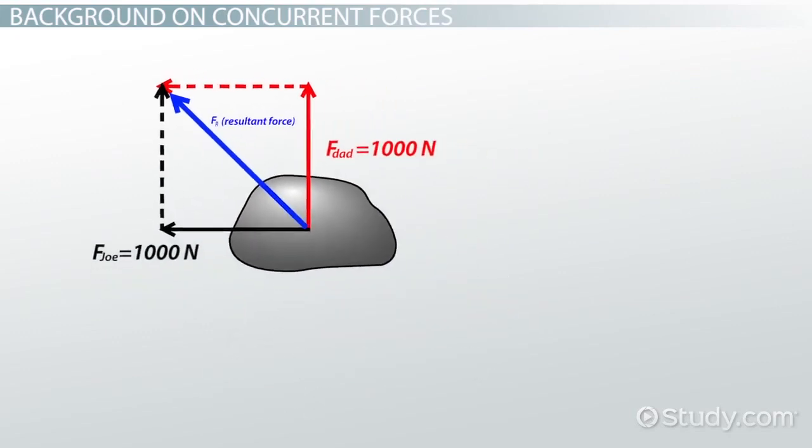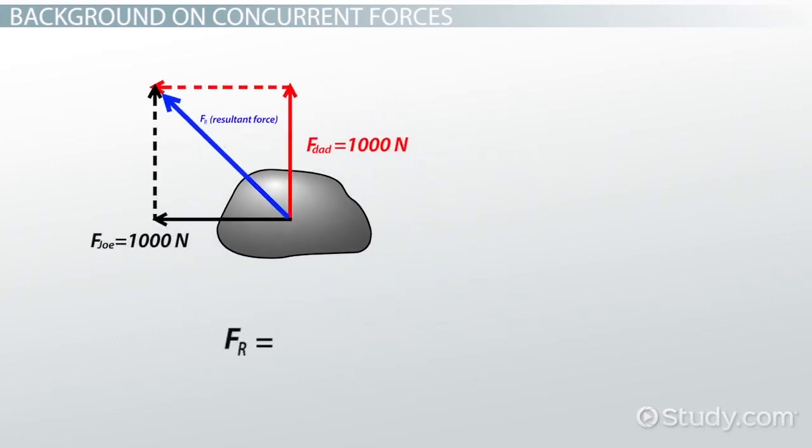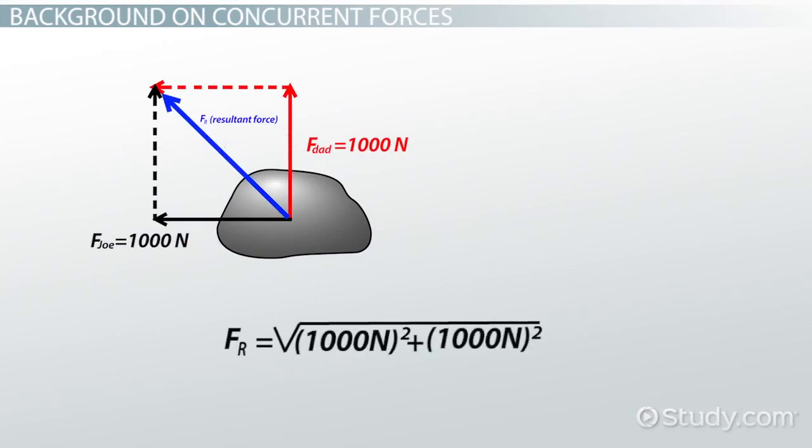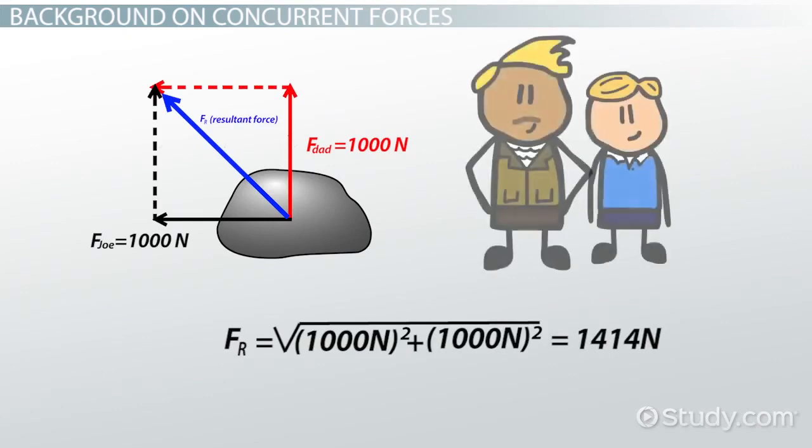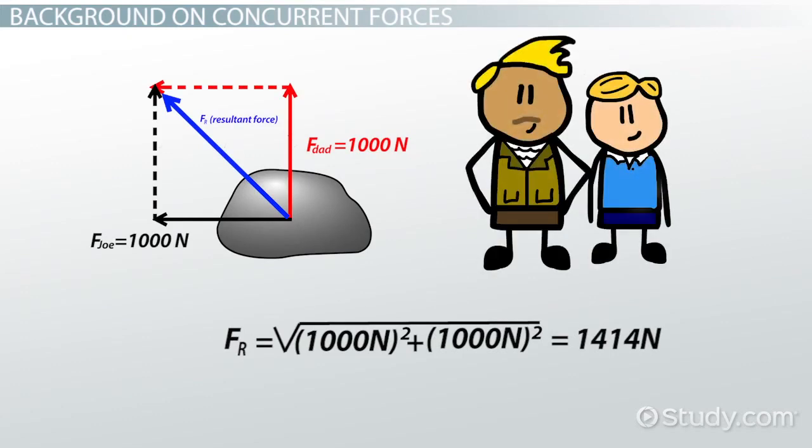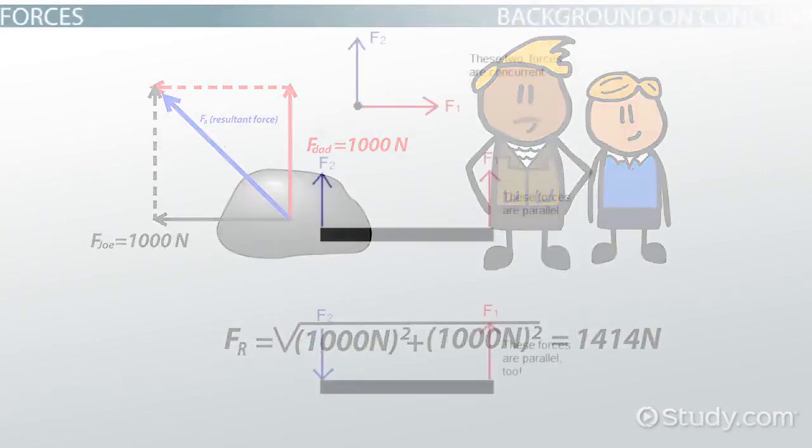Let's walk through this. So the resultant force equals the square root of 1000 newtons squared plus another 1000 newtons squared. The resultant force is 1414 N. Since we know the rock will move if a force of 1400 N is applied to it, we now know that Joe and his father will be able to move the rock.